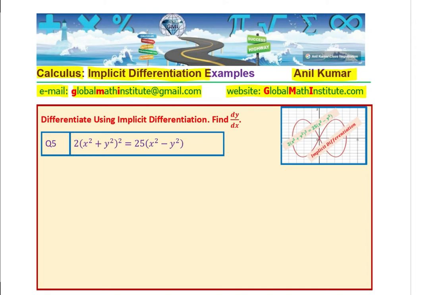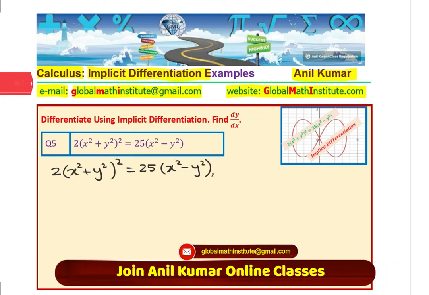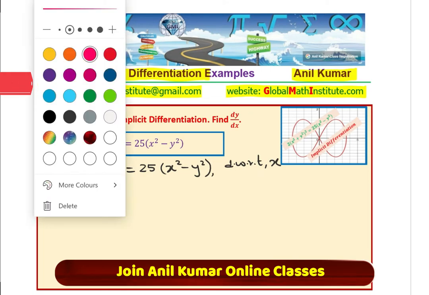Now, let us see how we solve this question, rather find the derivative dy dx. The question is 2 times x squared plus y squared whole square equals 25 times x squared minus y squared. Now, if I differentiate with respect to x on both the sides, what do I get? Well, let's apply the power and chain rule, correct? So we'll apply power and chain rule, right?